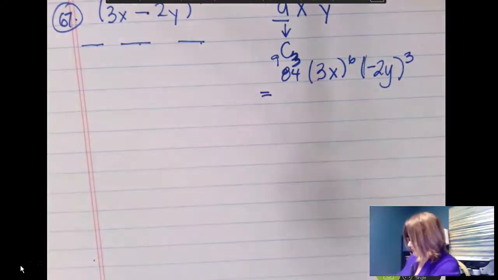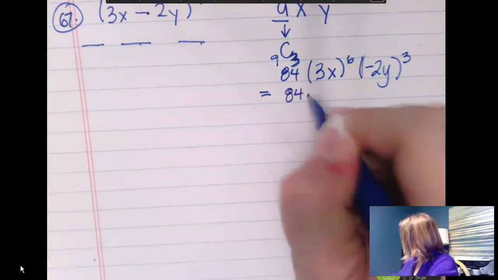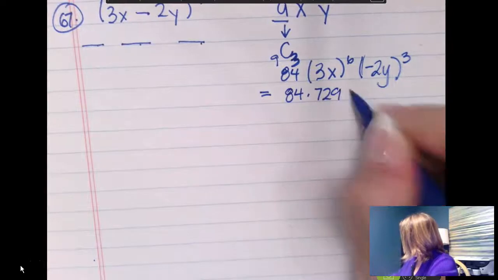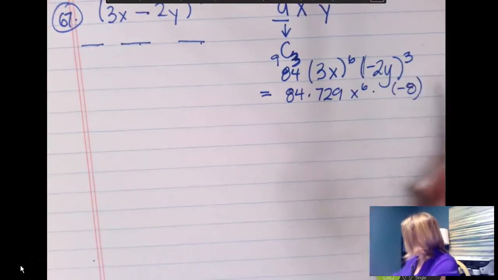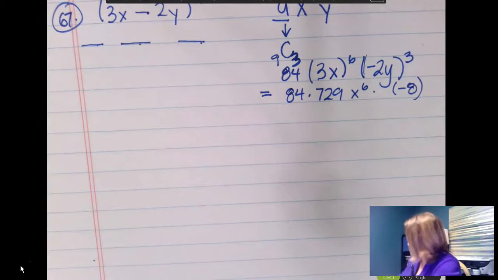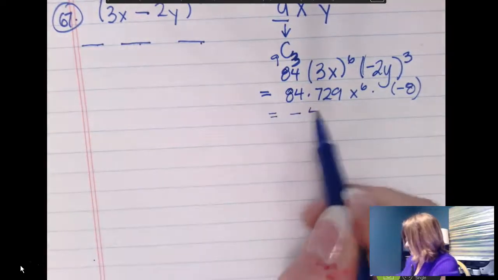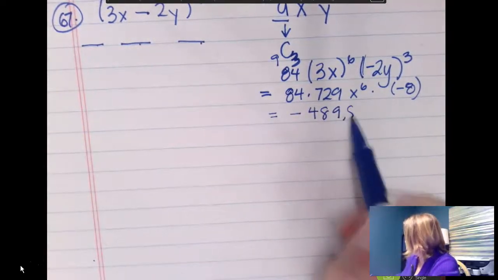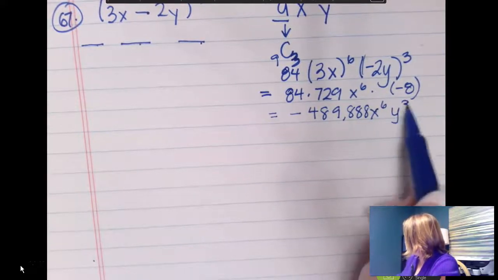So 3 to the 6th is 729. And then negative 2 cubed is negative 8. So actually our coefficient is negative 489,888 x to the 6th, y to the 3rd.